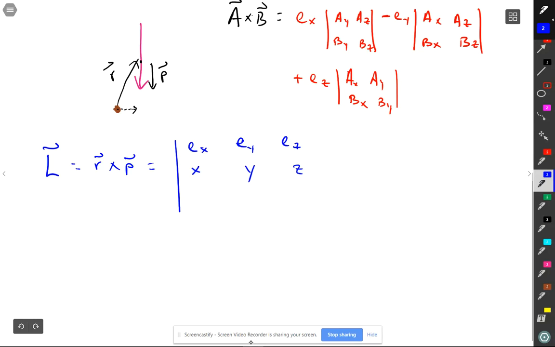And then p x, what is p x? H bar over i. Remember our operators? d dx, right? H bar over i d dy, H bar over i d dz.